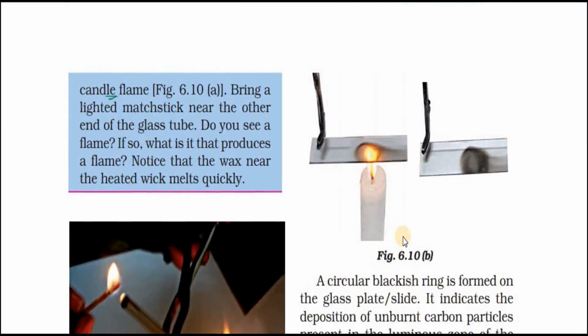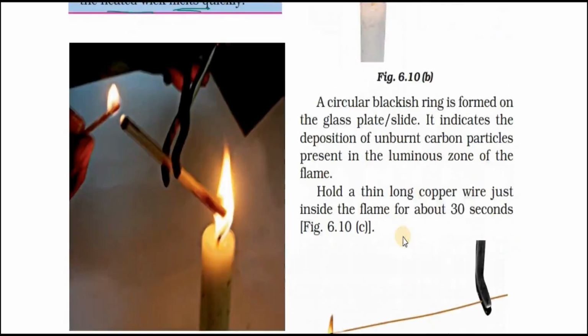Do you see a flame? And if so, what is it that produces a flame? Why did this matchstick light up? So notice that the wax near the heated wick melts quickly. See, there is a lot of wax up here. The molten wax is forming up here near the heated wick. This is the wick, and the heated wick wax will melt, and this wax will turn into vapor. The wax vapors are rising up, and these wax vapors are entering this tube.